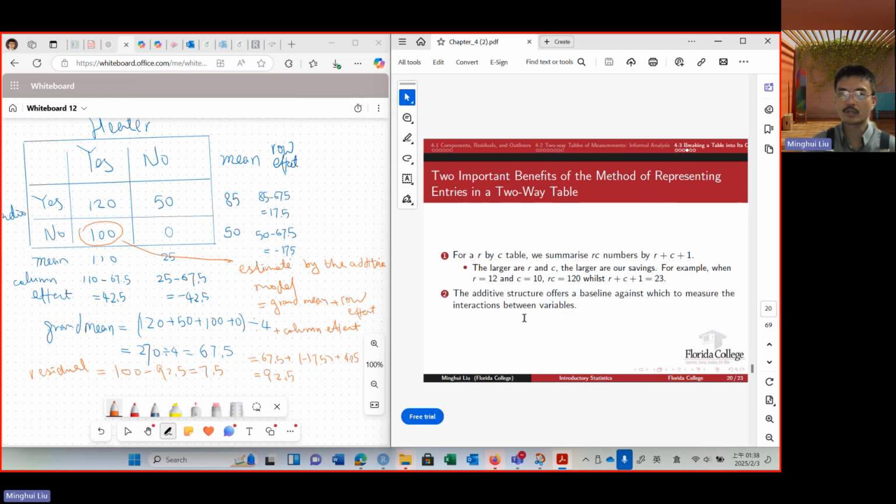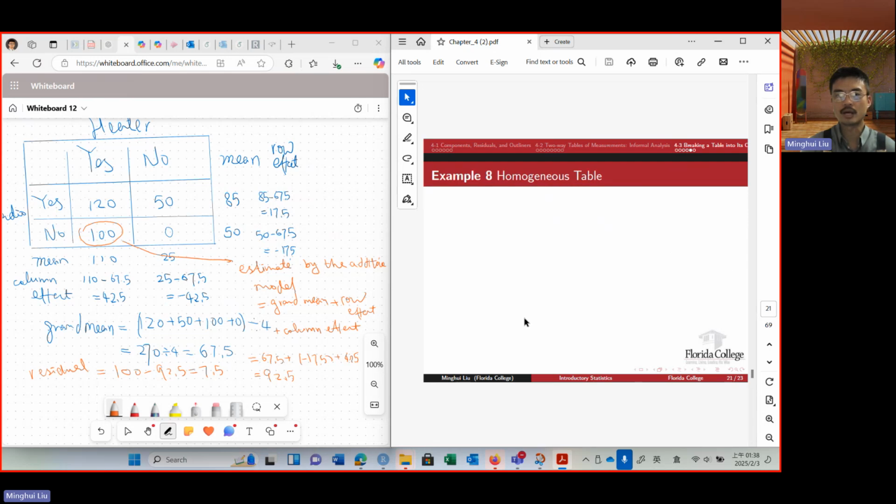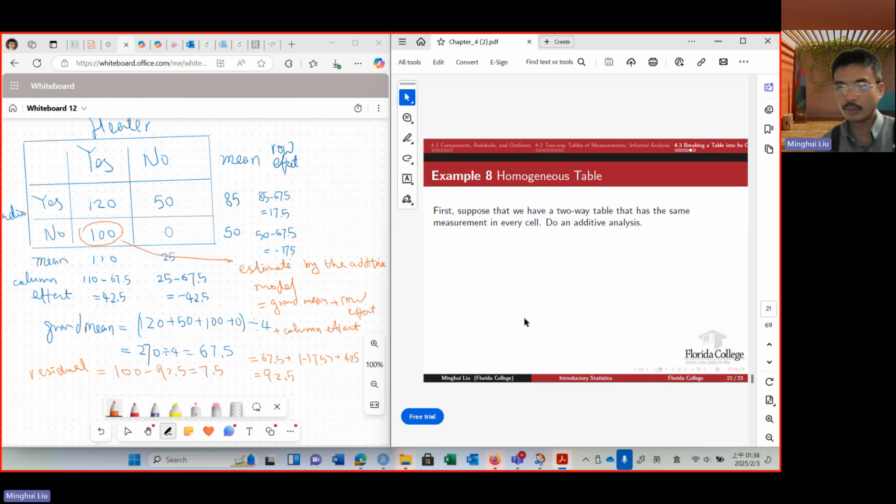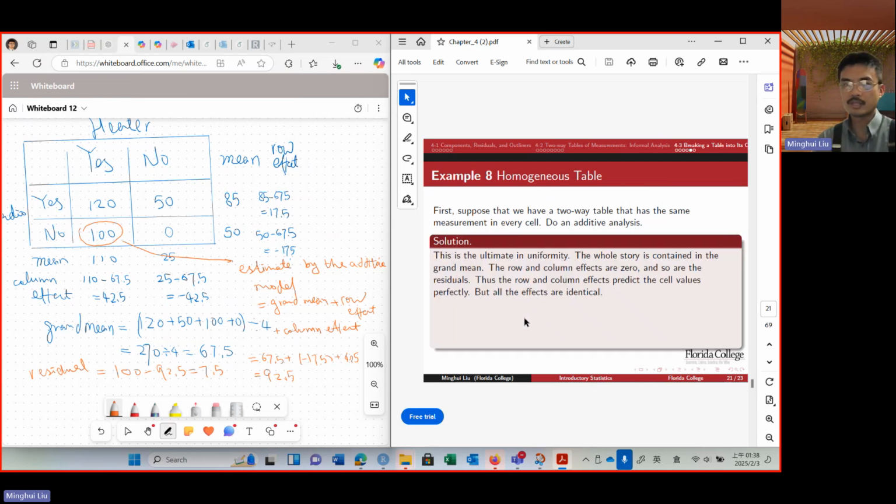And also the additive structure offers a baseline against which we can measure the interactions between the variables and test how the variables interact with each other. Let's take a look at the homogeneous table. Suppose there is a boring two-way table where every measurement is the same, and then we do an additive analysis. Basically everything is the same. You can assume everything is 5 or everything is 7. Let's say everything is 5 for simplicity.